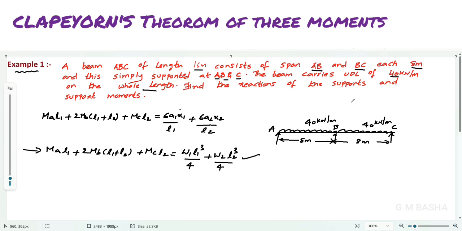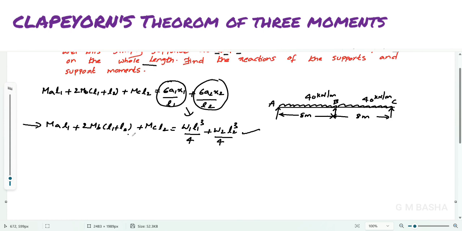Already I explained very clearly in the last lecture how A1 and x1 bar are taken based on the parabola. Substituting those in this equation, finally it simplifies to this equation. So please go and watch that video, then you will get a clear idea how I take this formula. Once we have this equation, you solve for the support moments.